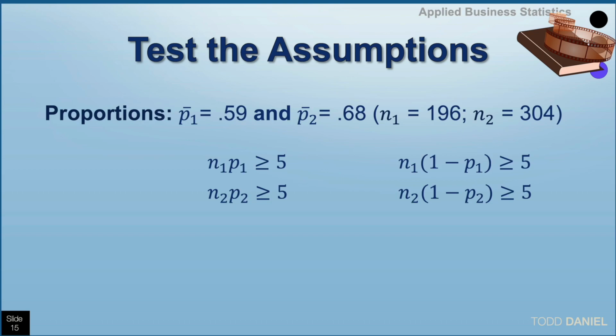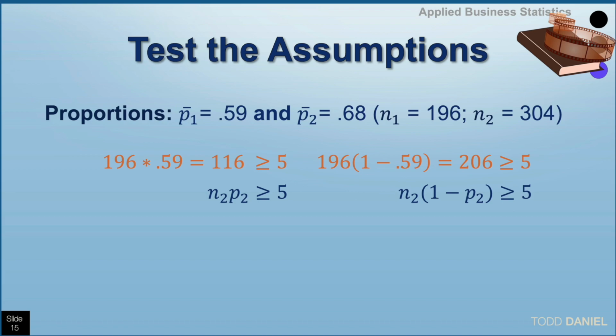The proportions are 0.59 and 0.68, and the respective sample sizes are 196 and 304. The first assumption is that N1, or the first sample size, times P1 is greater than or equal to 5. Well, 196 times 0.59 is 116. That is greater than 5. Our second assumption is that N1 times 1 minus P1 is greater than or equal to 5. In this case, 196 times 1 minus 0.59 is 206, which is greater than 5.